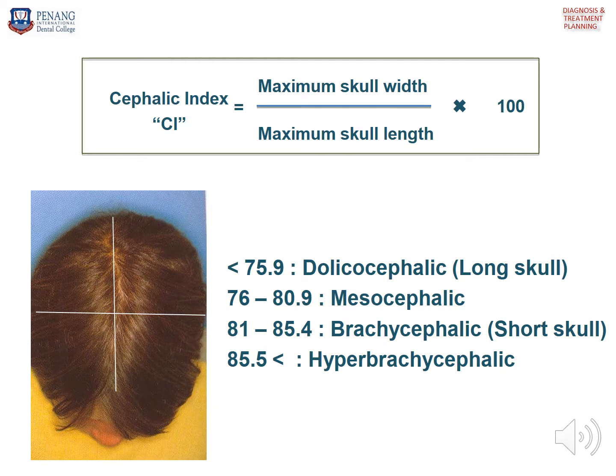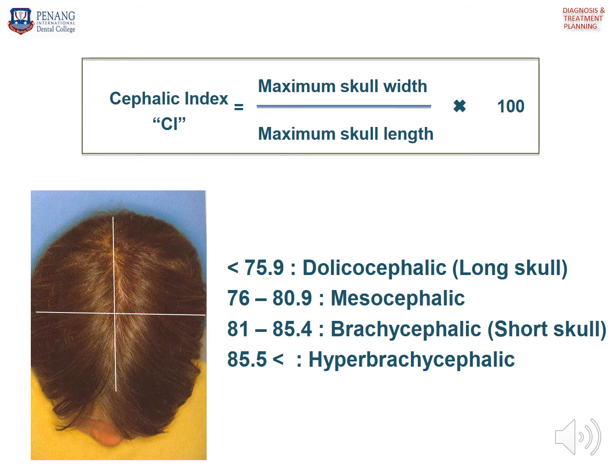So this is the formula on how to check the cephalic index. The maximum skull width should be divided by the maximum skull length and then multiplied by 100. If you get less than 75.9, we call it dolichocephalic, which is a long and narrow head or long skull. If you get a number between 76 to 80.9, it is called mesocephalic.